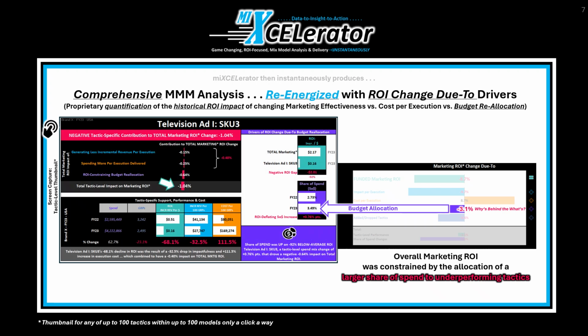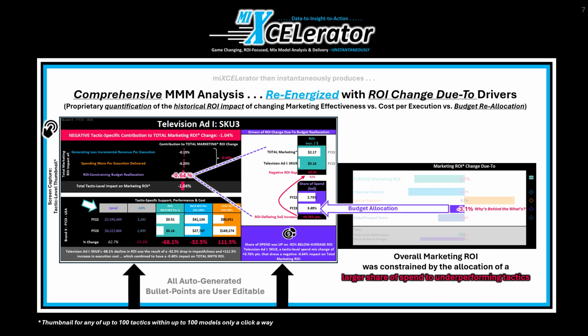This television ad drove about a minus 1% decline in overall marketing ROI. Minus 0.4 points of that decline was due to reduced effectiveness and increased cost. But a larger, minus 0.6% ROI impact was the direct result of how aggressively the tactic was funded. As revealed in the thumbnail, the tactic's share of spend increased considerably despite it having an ROI that was 92% below the brand's average. Finally, all the underlying traditional tactic level metrics of spend, execution, effectiveness, cost, and ROI are laid out as well. Everything supported by auto-generated bullet points.